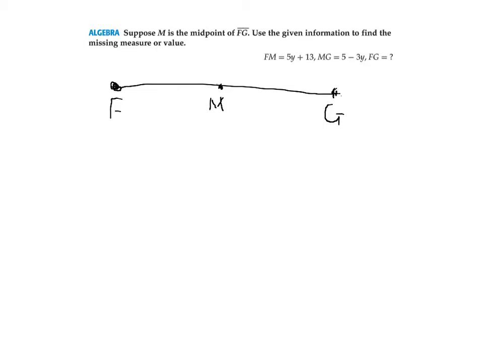Now remember, midpoint splits the segment into exactly two equally sized pieces. So both segments on either side of M are congruent. And let's finish this by labeling our information here. For FM, I have 5y plus 13. And then between M and G, I have 5 minus 3y.